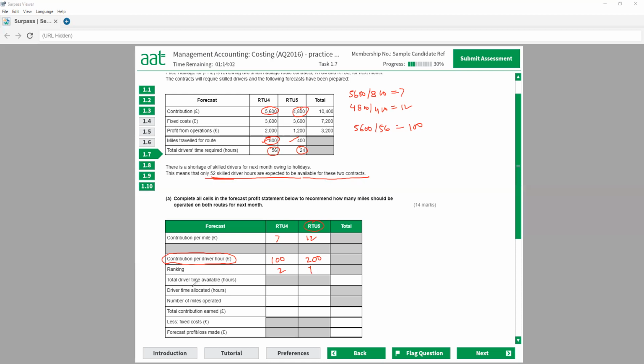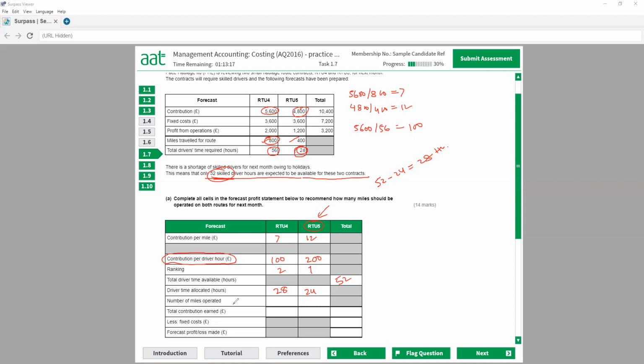The next one, we have total driver time available. So we have a total of 52 hours available. And driver time allocated hours. So how many hours can we allocate for which contract? Now we said you're going to make all the RT5 first. So RT5 needs a total of 24 hours. So I'm going to use all the 24 hours for the RT5, and any hours left, I'm going to use for the RT4. So from the 52, if I use 24 for the RT5, the remaining will be 28 hours that I'm going to use for the RT4.